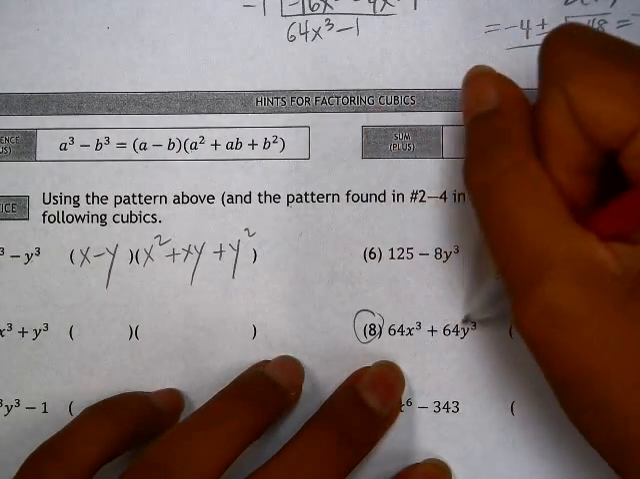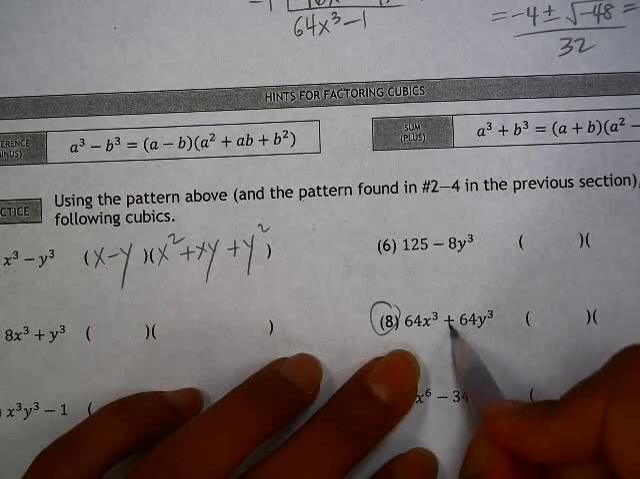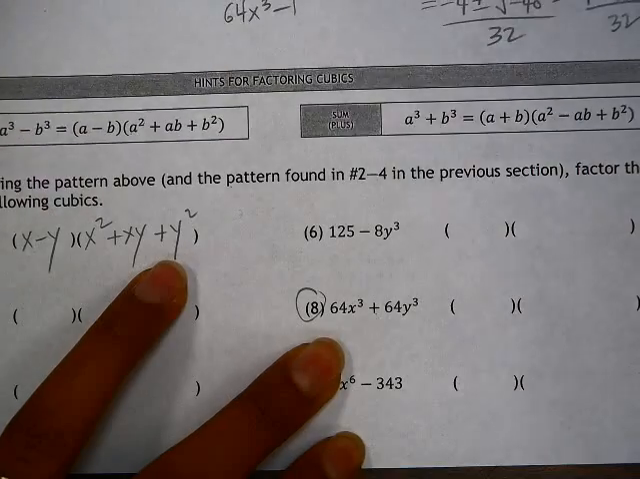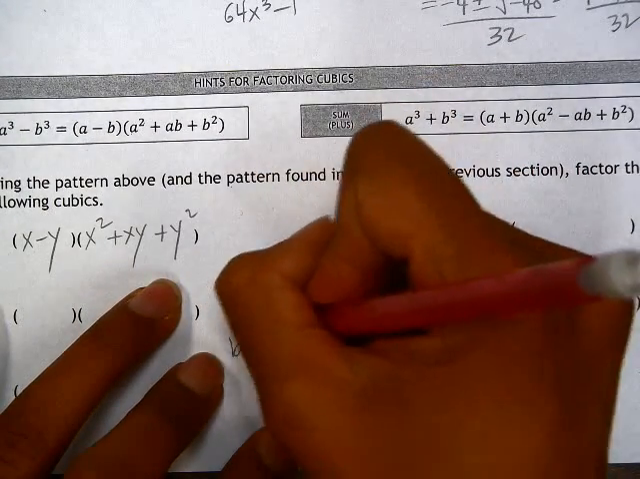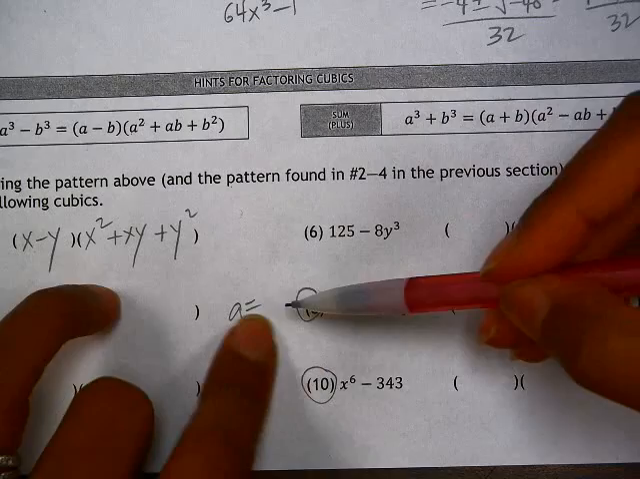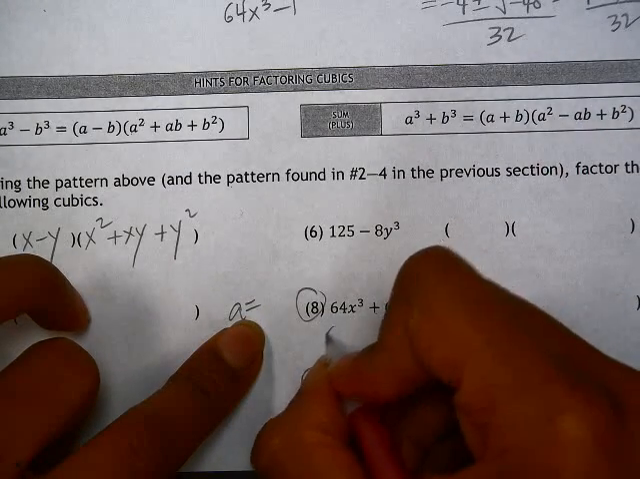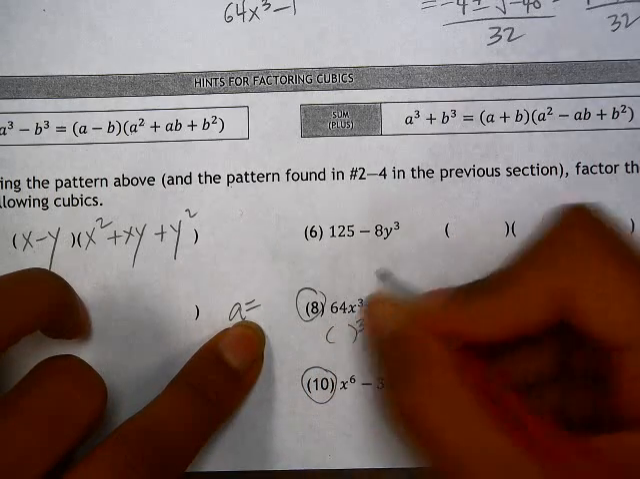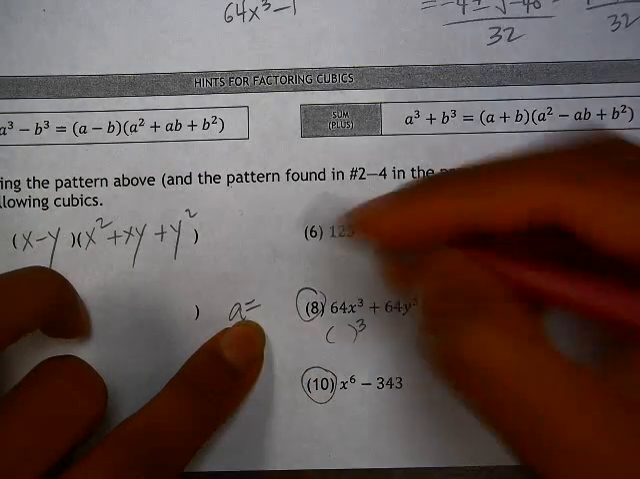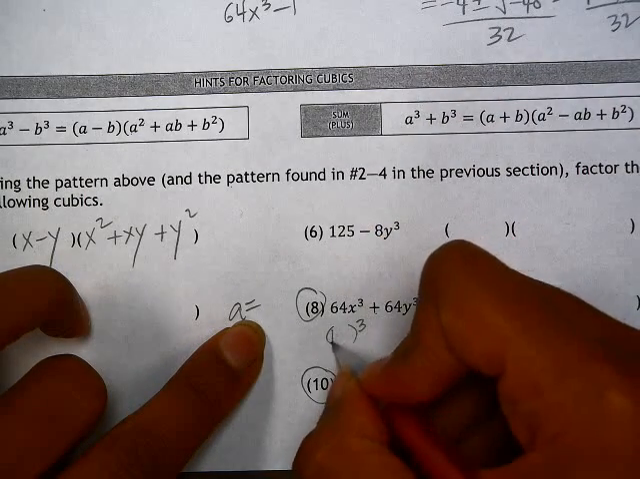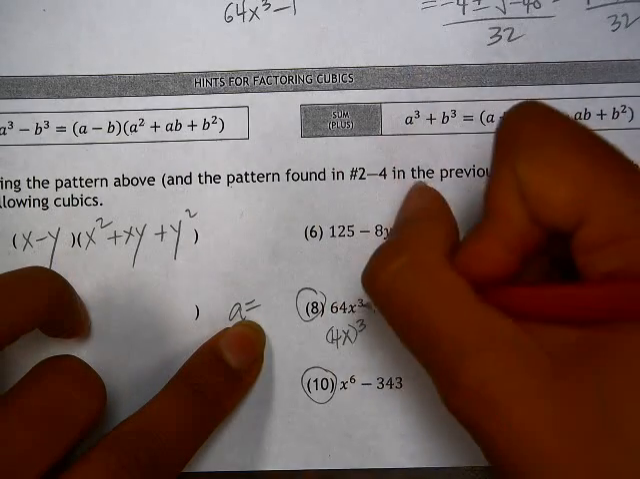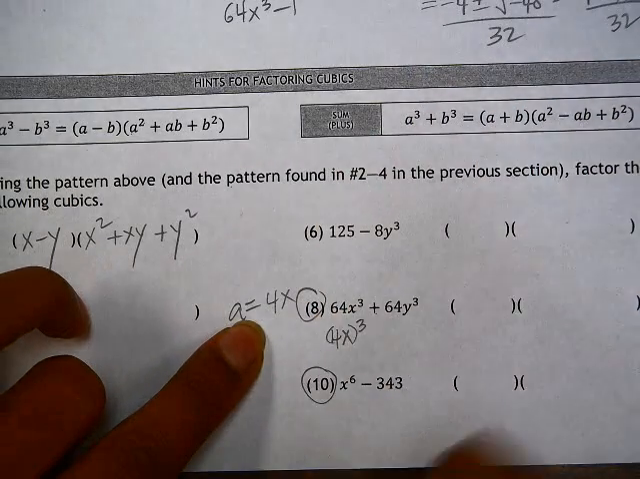Now looking at a problem like number 8, if we're asked to factor this expression, this is a sum of cubes, so we're going to use this second factored form. First, identify what a and b are. To determine what a is, we're trying to determine what expression we can cube to get 64x cubed, or what you can multiply by itself 3 times to get 64 and x cubed. So we need a 4, since 4 times 4 times 4 is 64. X times x times x is x cubed. So my a is 4x.